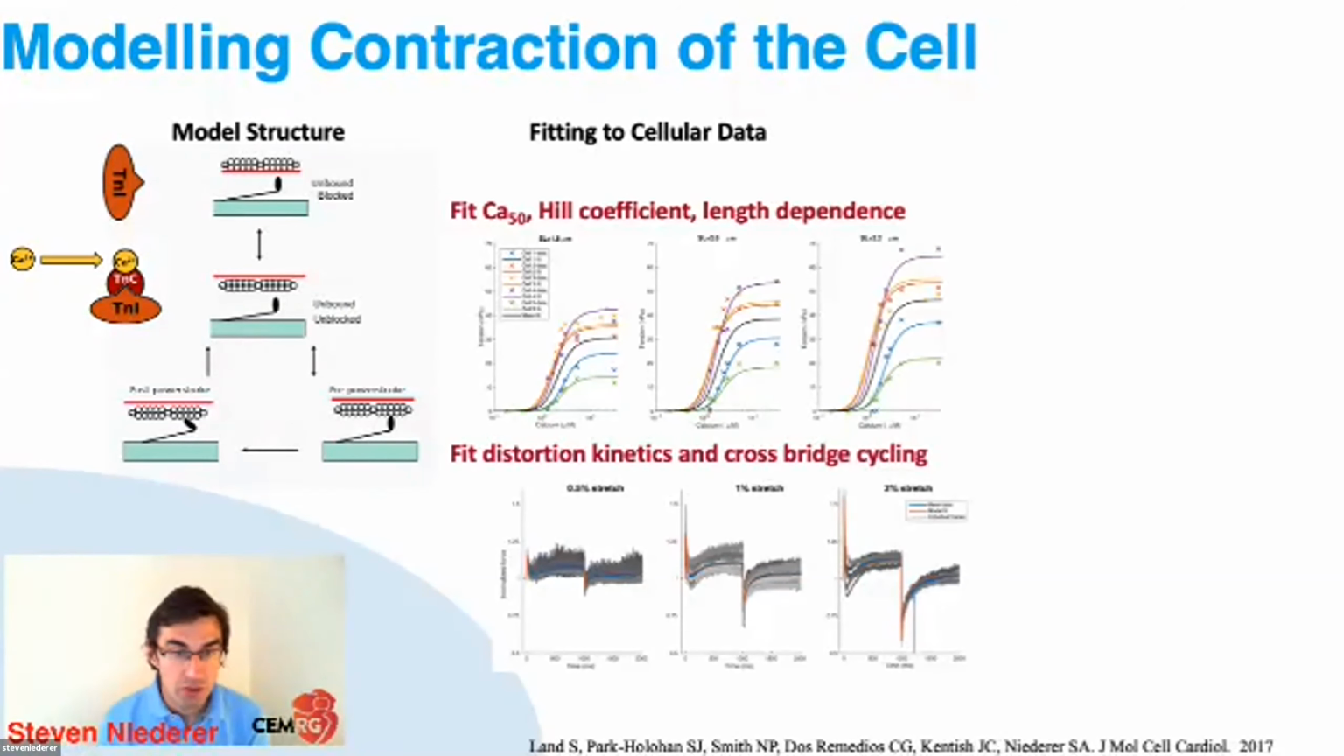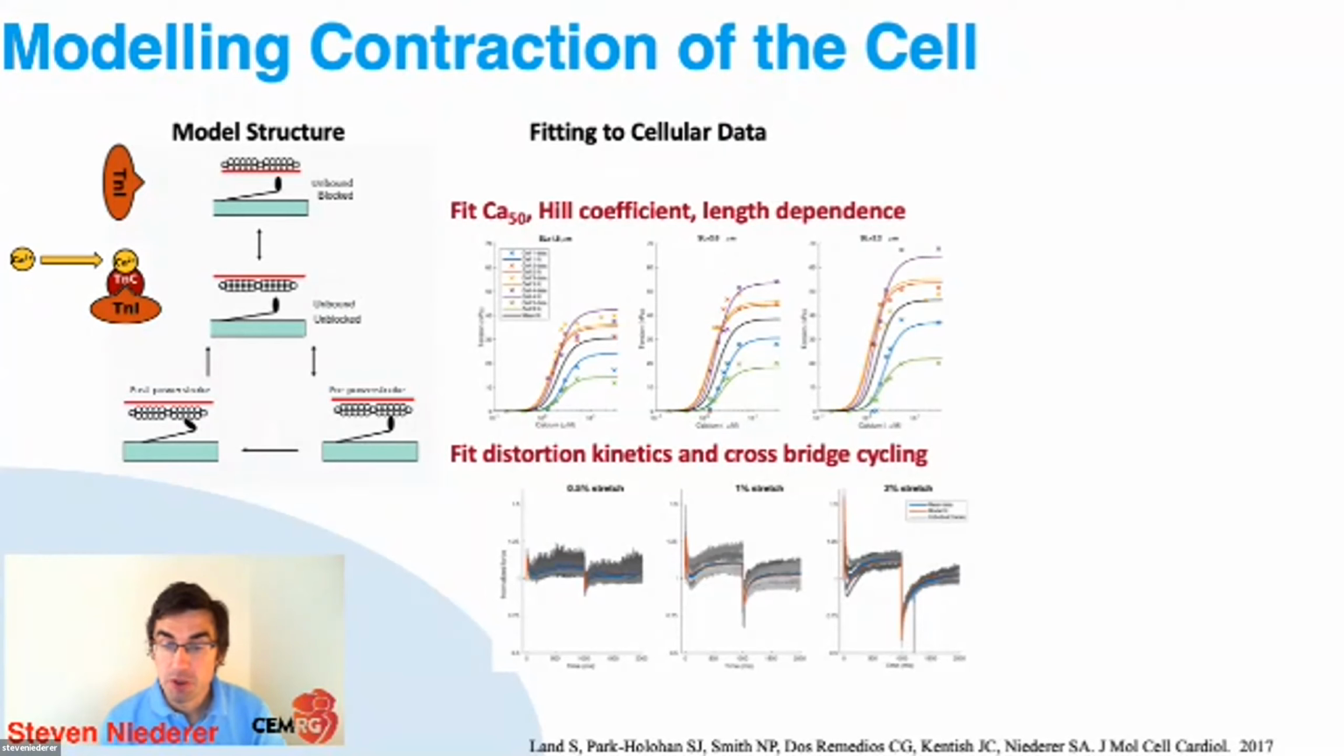And we're very lucky to work with John Kentish at King's College London, who had access to isolated human myocytes, and we could perform force length calcium measurements here at steady state in these myocytes and use this to constrain the thin filament kinetics. And then we could do length step measurements, which cause a detachment of cross bridges, and then we can look at the reattachment of those cross bridges to characterize the cross bridge kinetics.